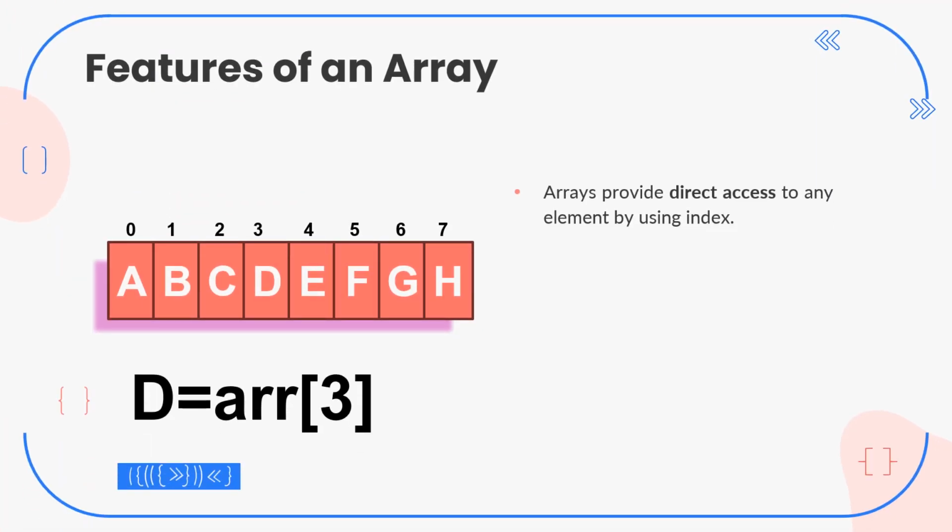Arrays provide direct access to any element within them. For example, if we want to access the element D in the array, we can do so by using the array name along with the index corresponding to the target value.